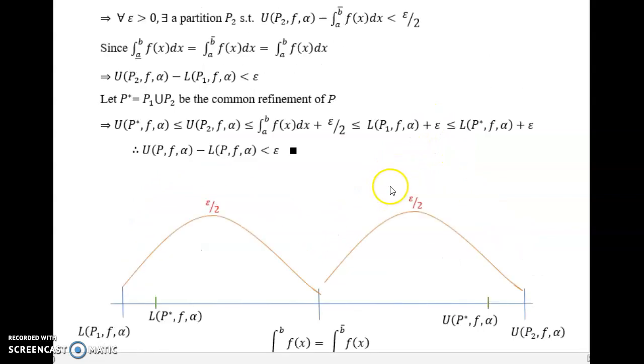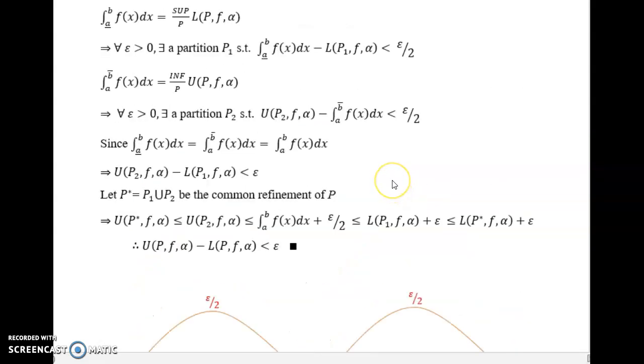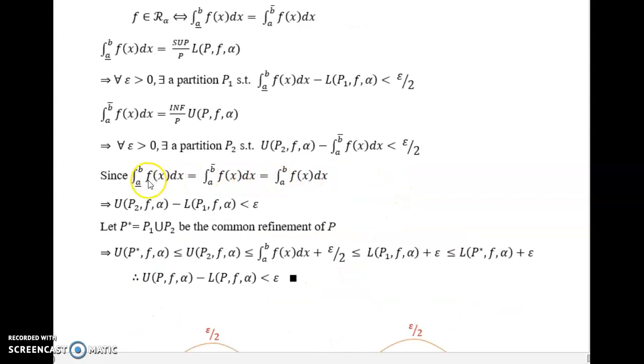And if we scroll back up top, again, I think this assumption is okay to say. I could be wrong, but since we know that this lower and upper integral are equivalent, we can just refer to it as the integral from a to b. So this implies that the upper sum for P2 minus the lower sum of P1 is less than epsilon.